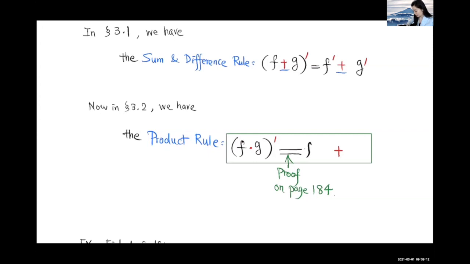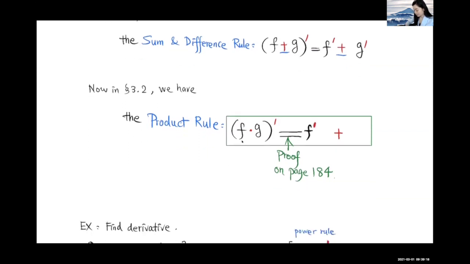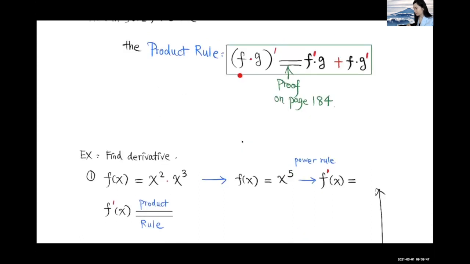It is the derivative of the first function f times the second function g, and then adding the first function f times the derivative of the second function. The proof of this is on page 184. So this is the product rule. I'm not going to prove it, because it's going to take a little bit longer. So you will read the book and read the proof, and if you're interested, I can go over that with you individually.